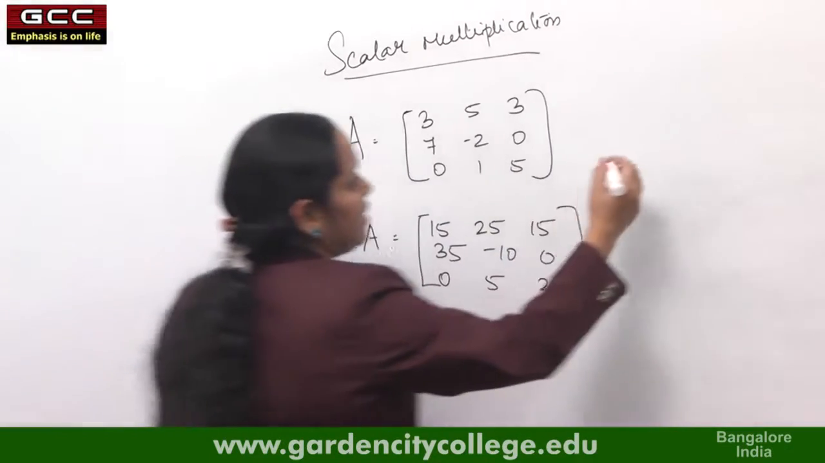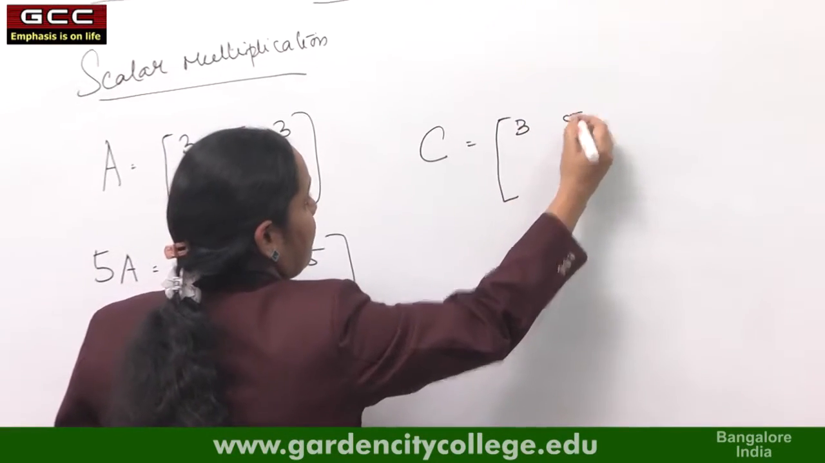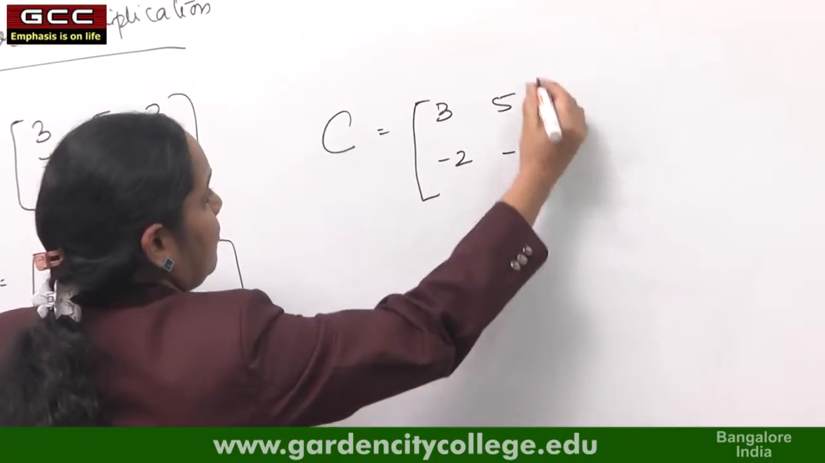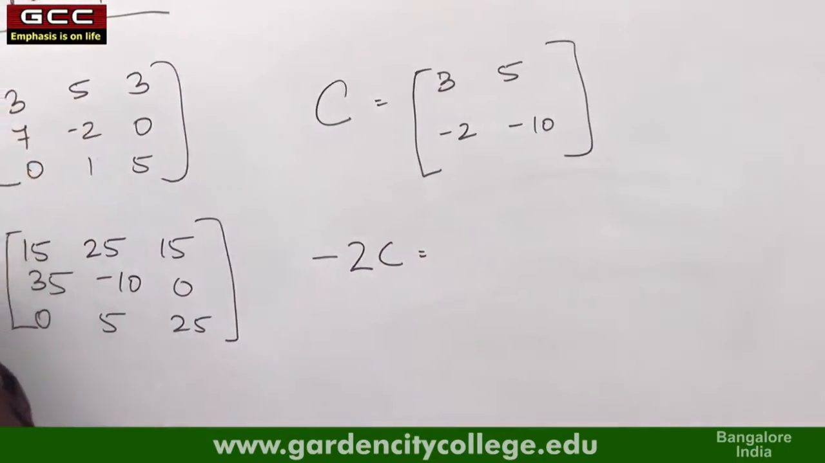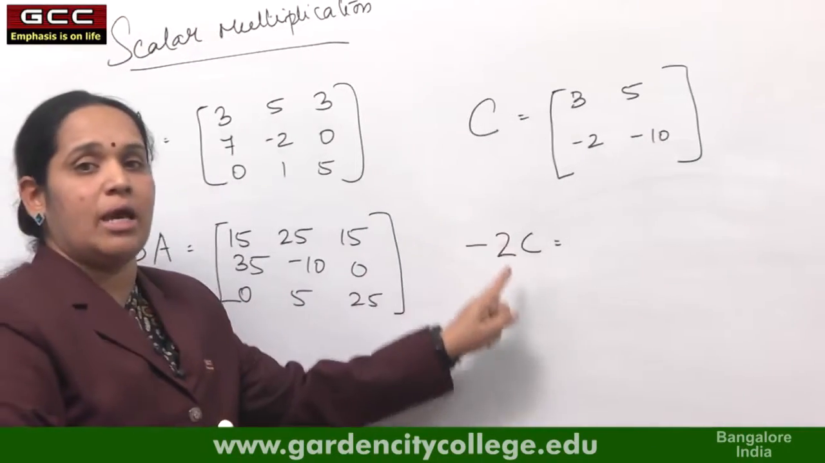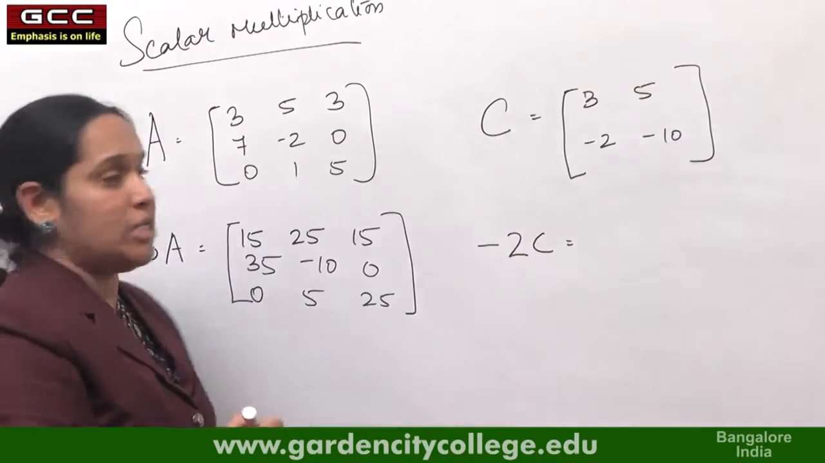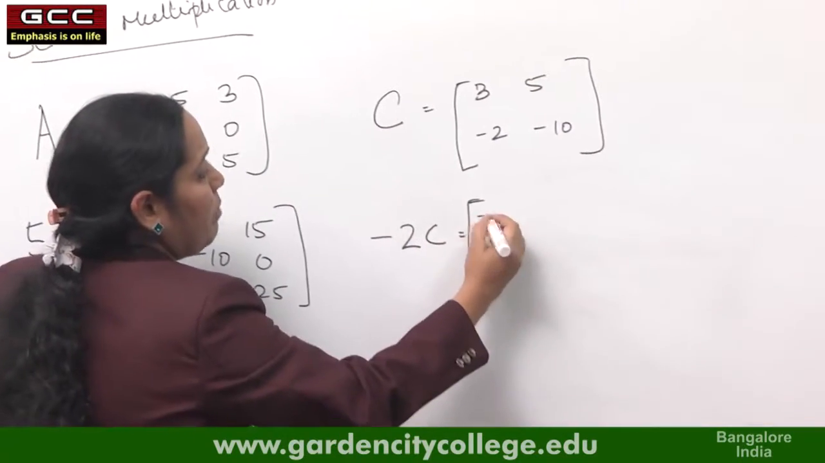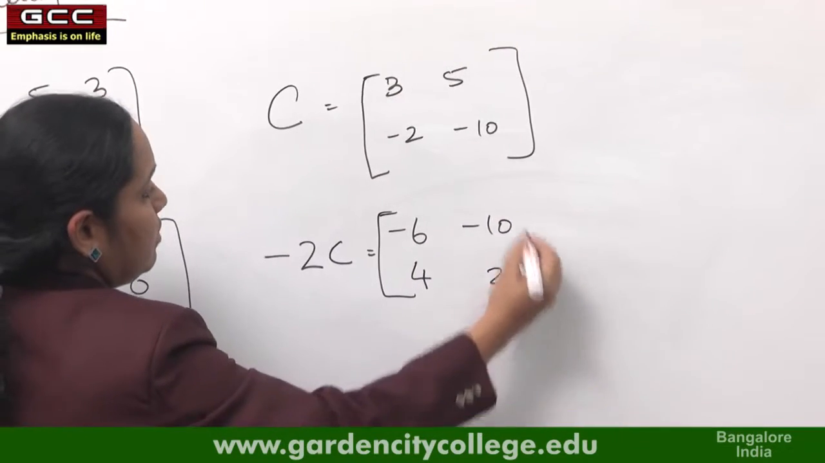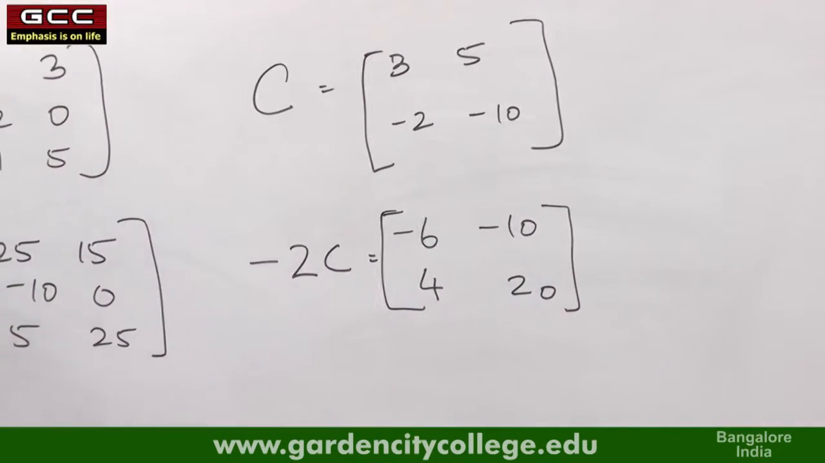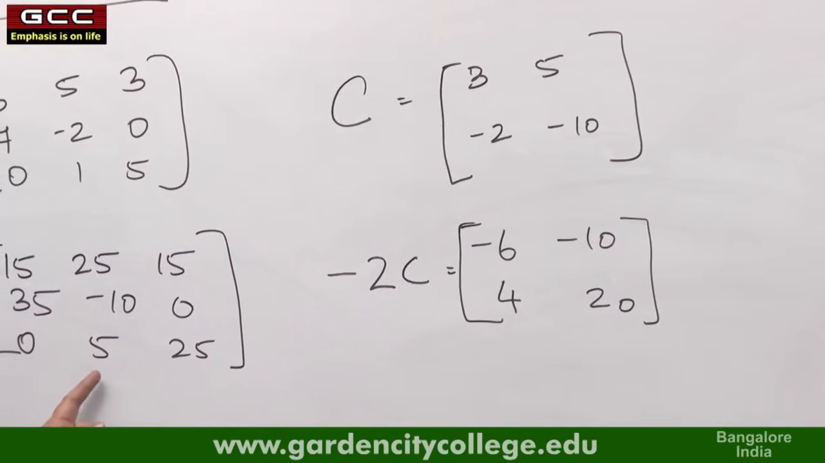Let us take another example. Matrix C is equal to 3, 5, minus 2, minus 10. Now, I want to find minus 2C. I want to multiply the matrix C with the scalar minus 2. So every element of the matrix should be multiplied with minus 2. So this is minus 6, minus 10, 4 and 20. Here again, whatever the order you are considering, after the multiplication by a scalar, the order remains the same.